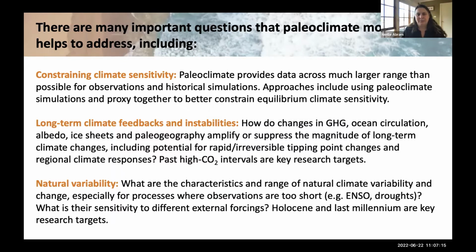And then natural variability as well. We know the observational record isn't long enough to capture the full range of natural unforced climate variability. So things like the potential range of El Nino variability, the potential magnitude of droughts, and then also what their sensitivity is to external forcing.